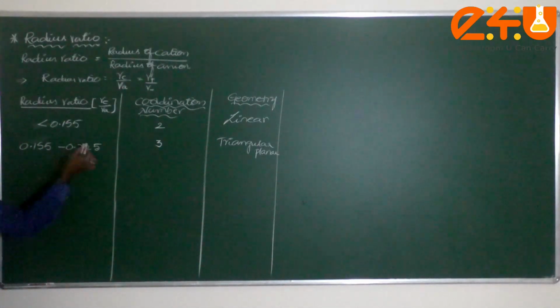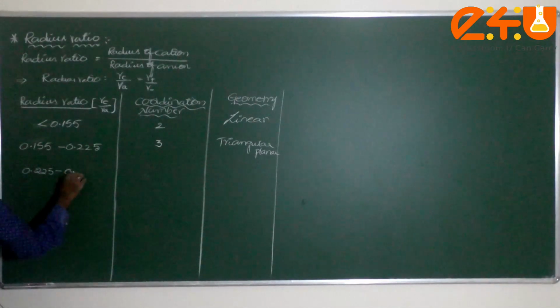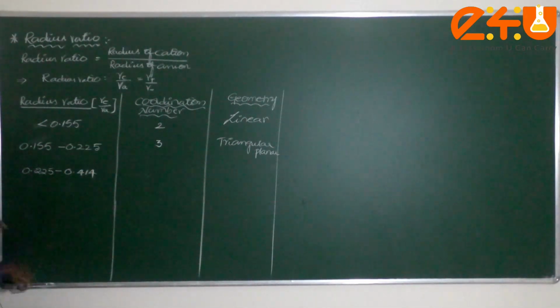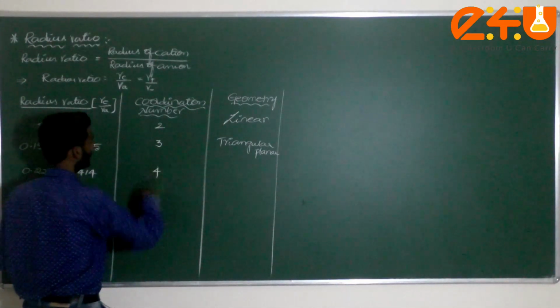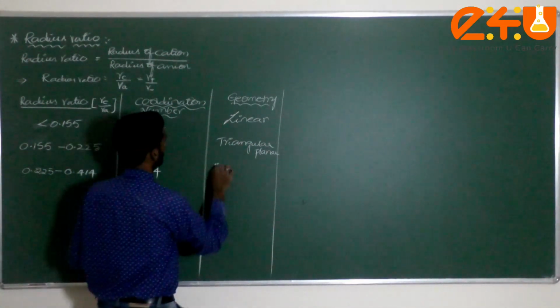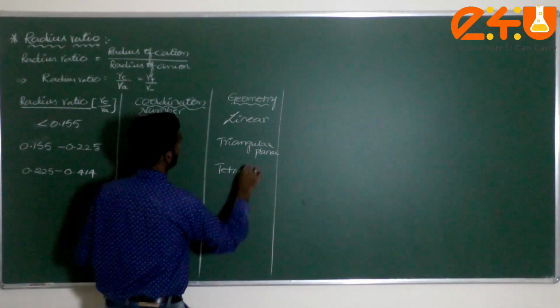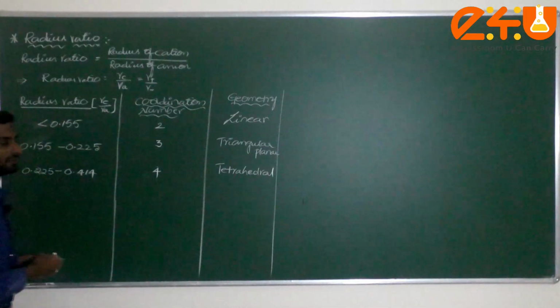Next, the radius ratio from 0.225 to 0.414, its coordination number is equal to 4. How much, dear student? 4. Then what about the geometry? Tetrahedral. What is it, dear student? Tetrahedral.